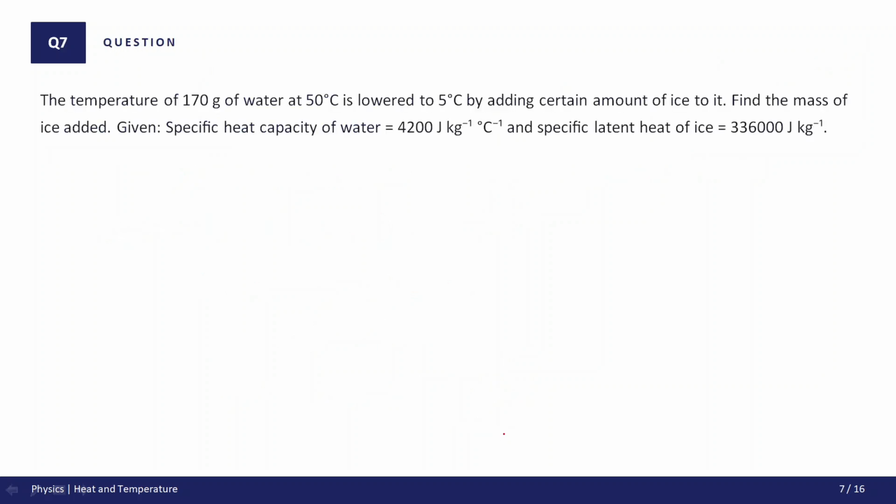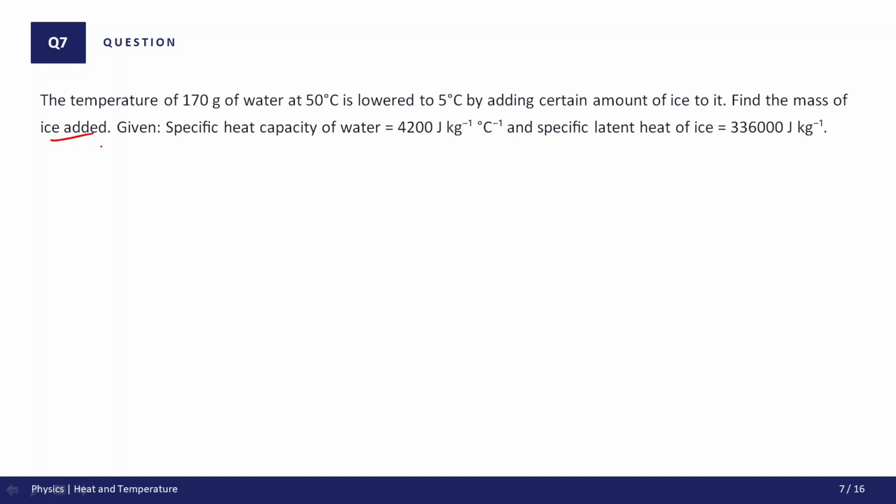The temperature of 150 gram of water at 50 degrees Celsius is lowered to 5 degrees Celsius by adding a certain amount of ice to it. Find the mass of ice added. Given specific heat capacity of water equal to 4200 joule by kg degrees Celsius and specific latent heat of ice equal to 3 lakhs 36,000. We don't know what is the mass of ice, but we are adding it here.